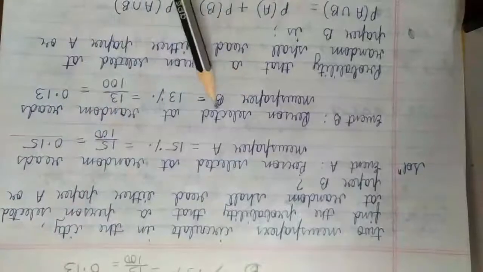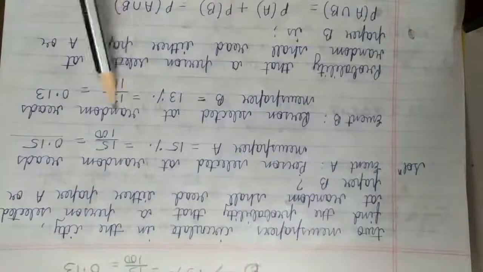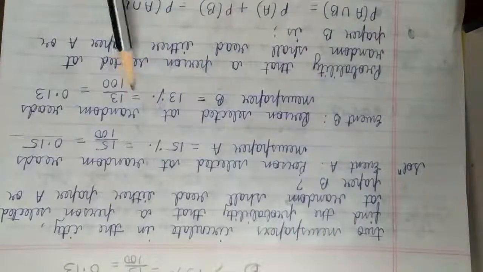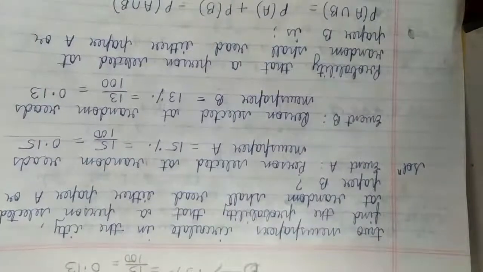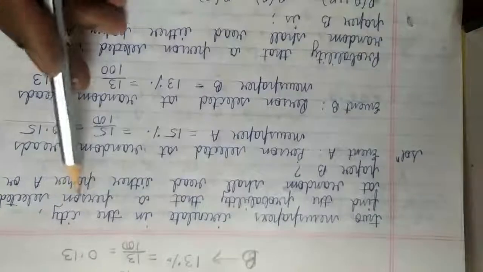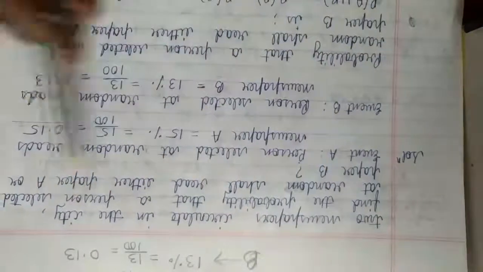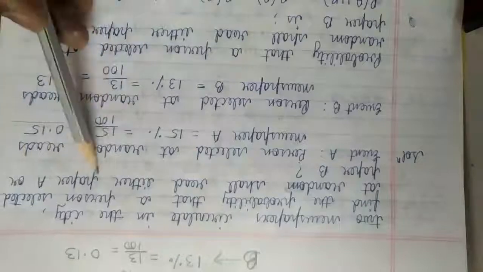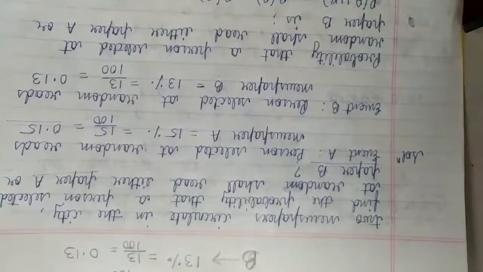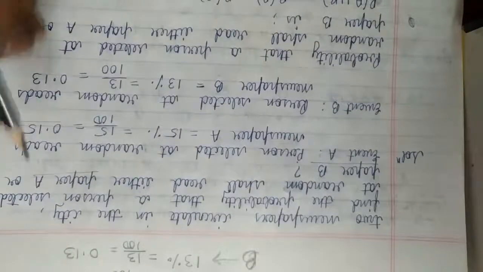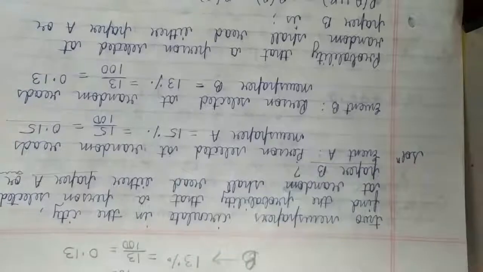And the probability of a person selected at random reading newspaper B is 13%, which is equal to 13 upon 100, which equals 0.13. What they had asked here is to find the probability that a person selected at random shall read either newspaper A or newspaper B. That means a person selected at random can read newspaper A, he can read newspaper B, or he can read both the newspapers. So "or" is there, that means we have to add.